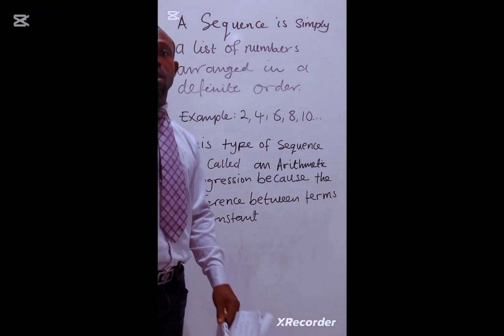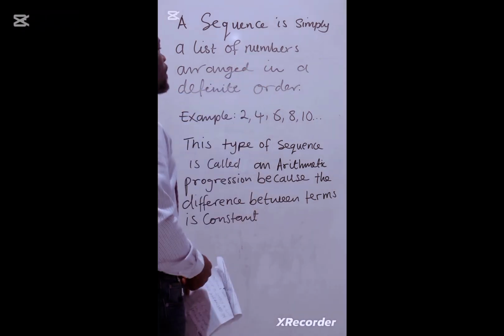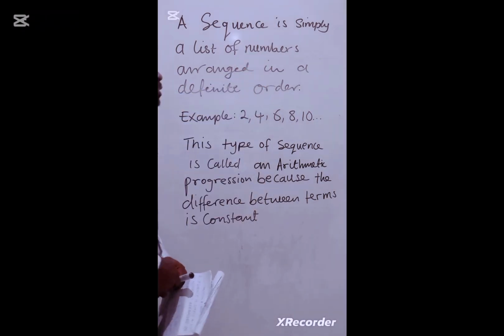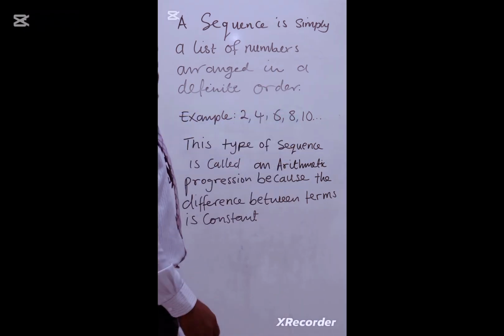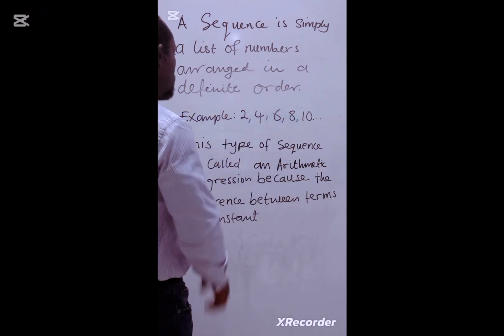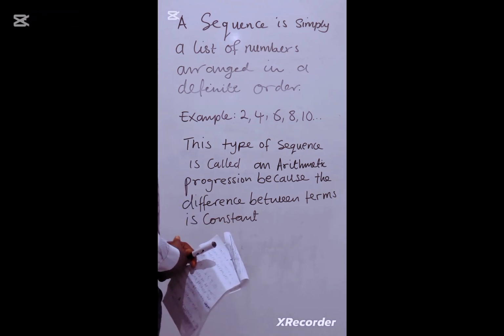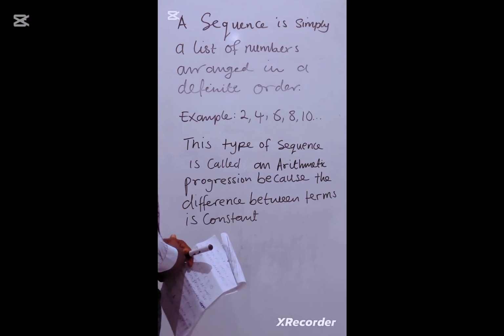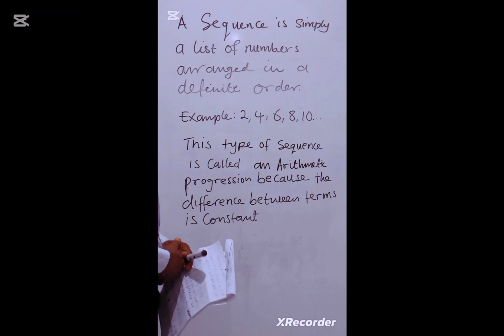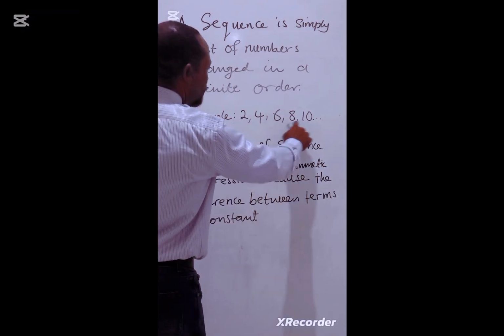An arithmetic sequence is simply a list of numbers arranged in a definite order. Example is 2, 4, 6, 8, and 10. This type of sequence is called an arithmetic sequence, an arithmetic progression. Why is it called an arithmetic progression? The reason why it is called an arithmetic progression is because it is arranged in a definite order.